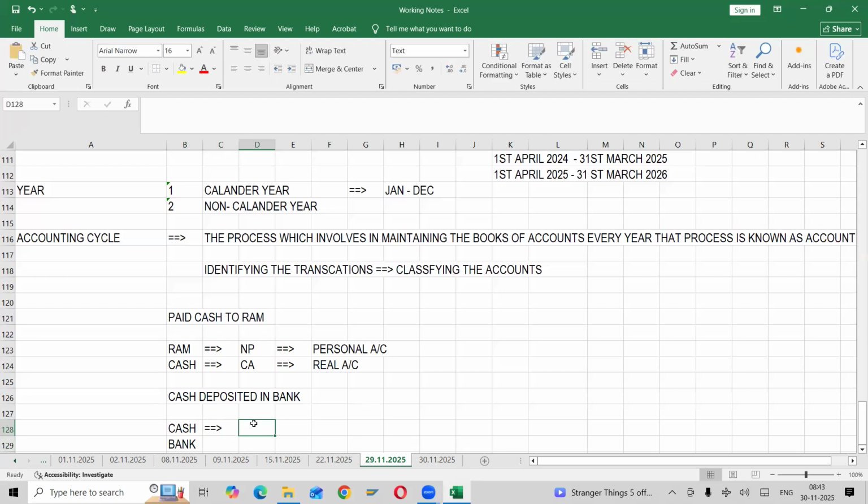What type of account is this? Real account. Why is cash a real account? Current asset. First, we need to classify like this. Okay. Next one, it will come under real account. Right. Next one.